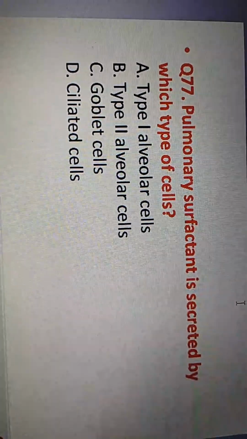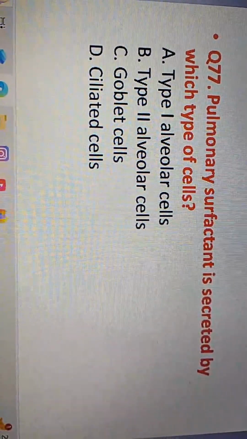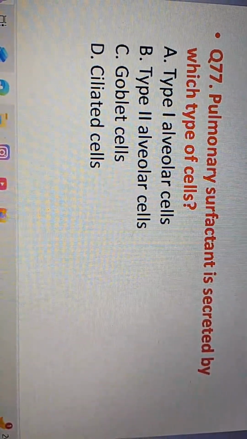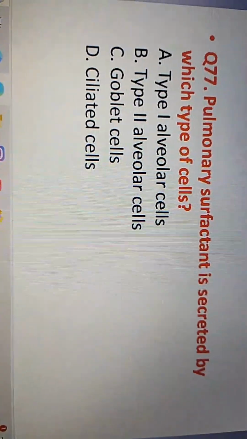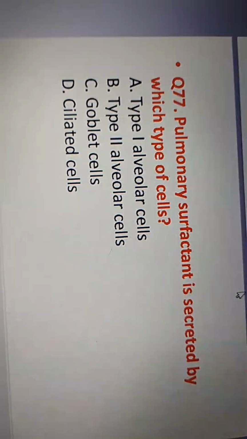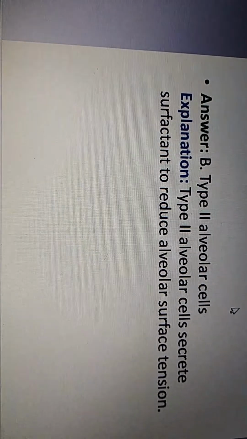The next question: pulmonary surfactant is secreted by which type of cells? Option A, type 1 alveolar cells; option B, type 2 alveolar cells; option C, goblet cells; option D, ciliated cells. The correct answer is option B, type 2 alveolar cells. Type 2 alveolar cells secrete surfactant to reduce alveolar surface tension.